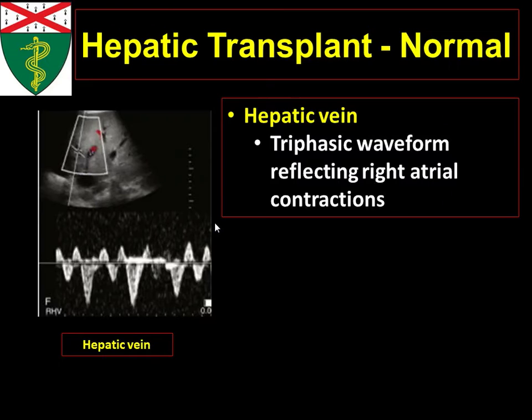Finally, the triphasic waveform, right? You have inflections going above and below the baseline, predominantly below the baseline, and the reason that is, of course, because the hepatic veins flow away from the liver towards the heart. Okay? And so that's the sort of waveform you want to see in the hepatic vein.